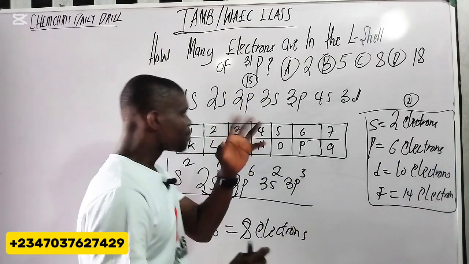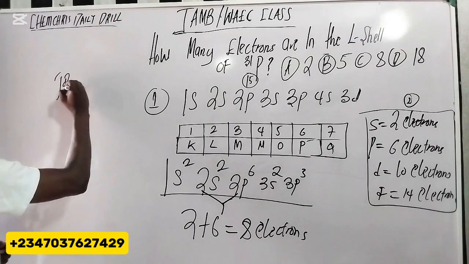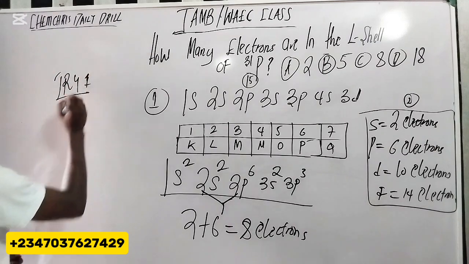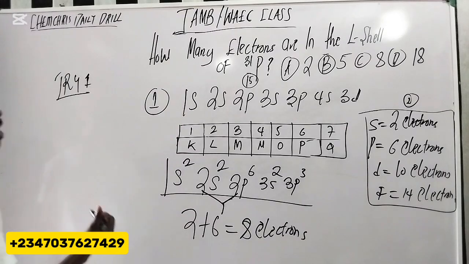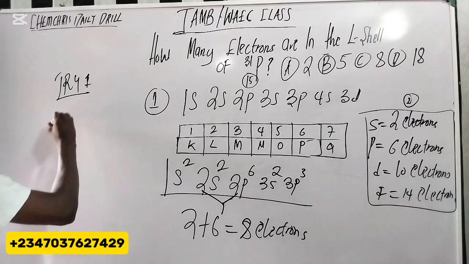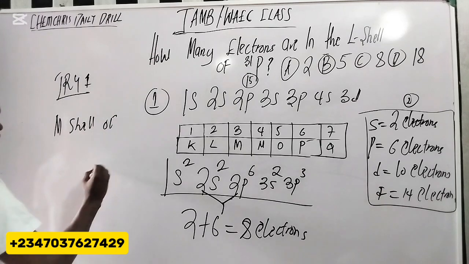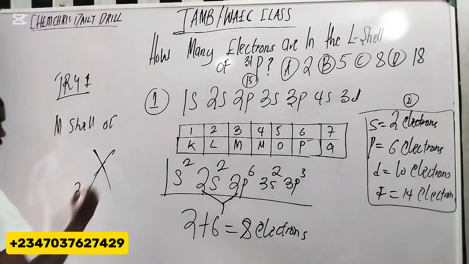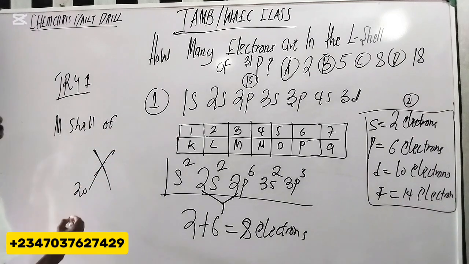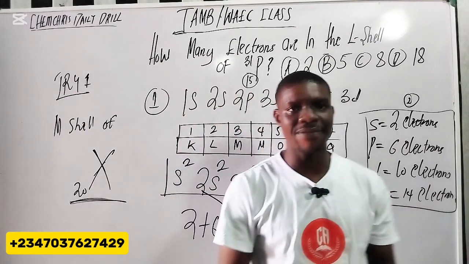Very, very easy. Now, let me give you an example to try. This one is your try. This is what you do for me. Please leave it in the comment section. Just only leave it in the comment section. How many electrons are in the M shell of, let us say, X 20? How many electrons are in the M shell? Yes, how many electrons are in the M shell? Please leave your answer in the comment section.